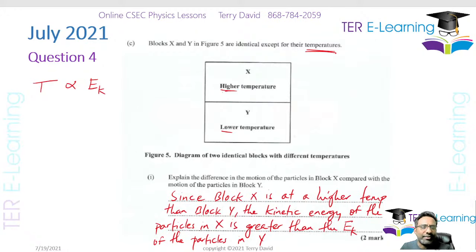Yeah, I don't think they gave half marks, guys, right? So I don't think there's anything like half mark inside this here. Right? So 2 marks for this.